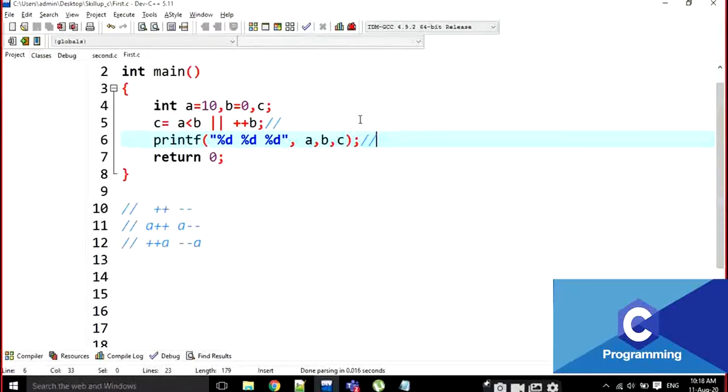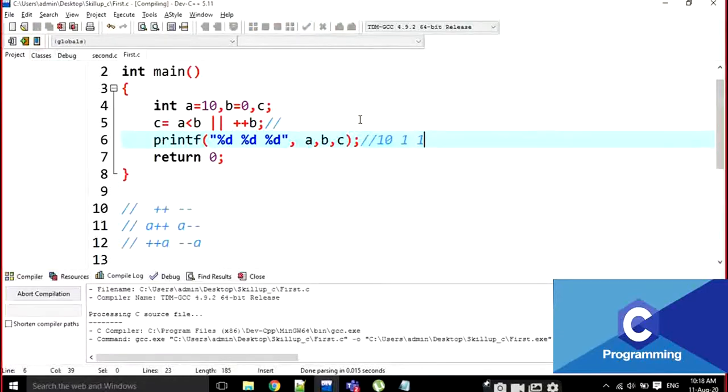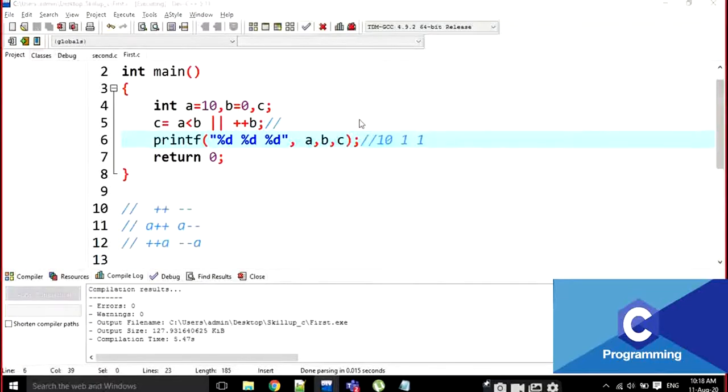And 1 and 1 equals 1, and C is 1. Is it 10, 1, 1? Yes, sir. B is 1, C is 1. Yes, exactly, the output is 10, 1, 1.